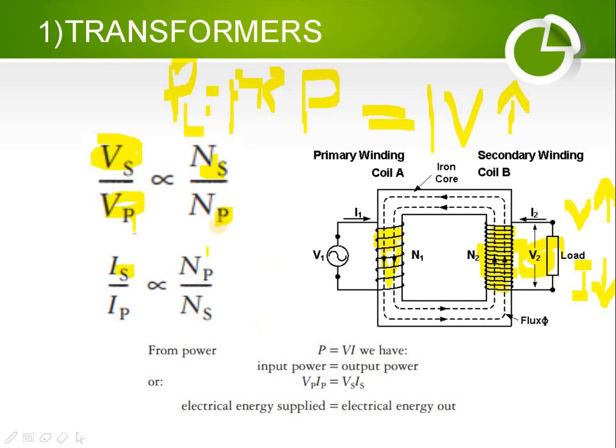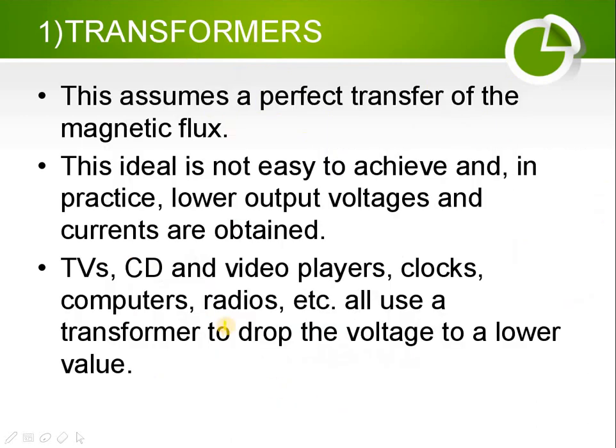This is basically the game of the number of turns. Power is equal to IV, as explained. Input power is equal to output power: VP IP is equal to VS IS. Yes, 100% in the ideal case. There are some applications, for example TVs, CD and video players, clocks, computers, radio, etc. These are used when a transformer is used to drop the voltage. It is not easy to achieve 100% efficiency.